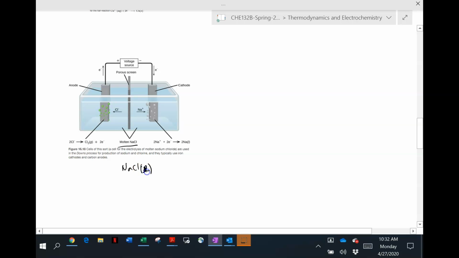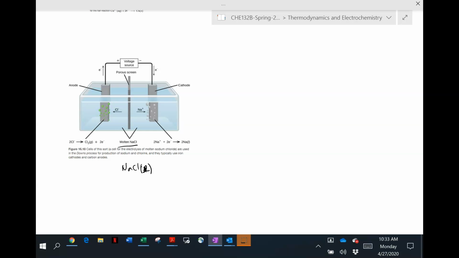Okay, so this isn't salt dissolved in water. This is salt heated up enough that it's melted. So this is really hot, and if you're like me, you've probably never seen this. And you may say, why is this important? Well, it's important in a process that's called the Downs process, where we produce sodium metal and chlorine gas, which both have important applications in industry and also laboratory chemistry.